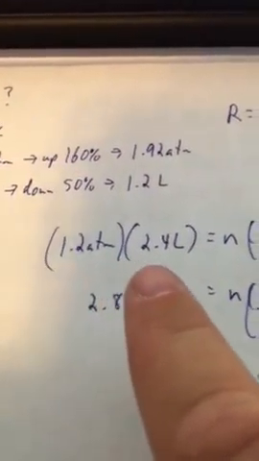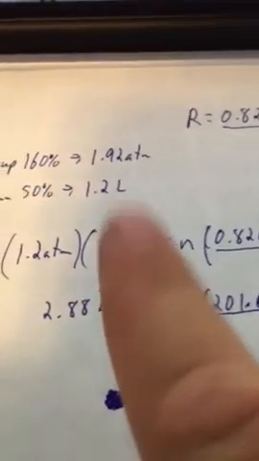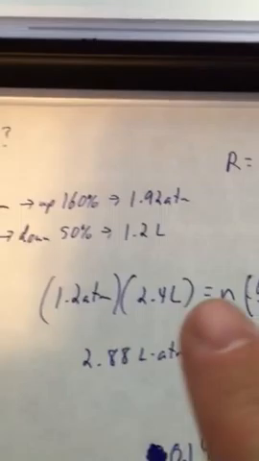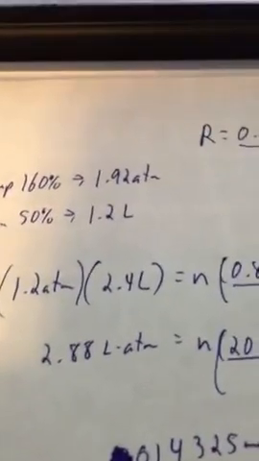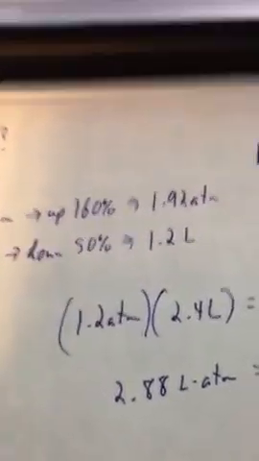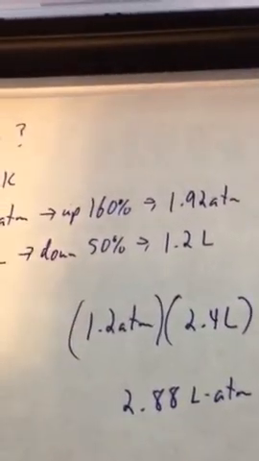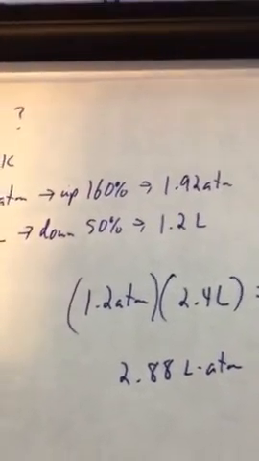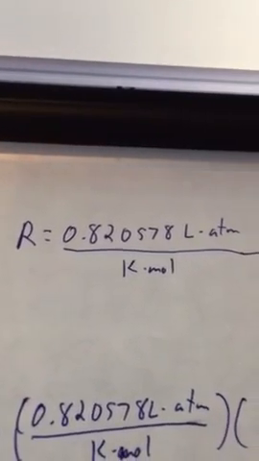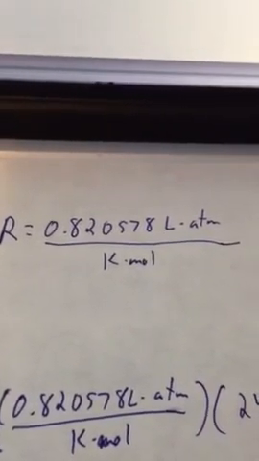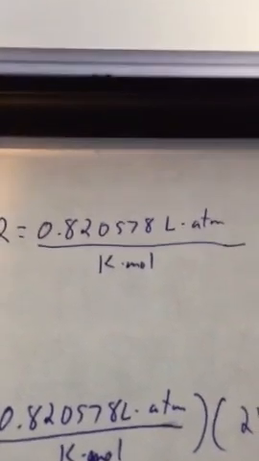Only difference is, notice we're in atmospheres and we're in liters. Atmosphere liters, or liter atmospheres, as you should actually say it. The volume comes first. Liter atmospheres is actually a totally different constant. So we want to represent that by using a different constant. In this case, here's what the constant is. It's 0.820578 liter atmospheres per Kelvin mole.